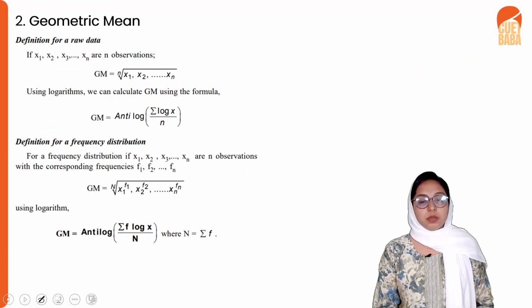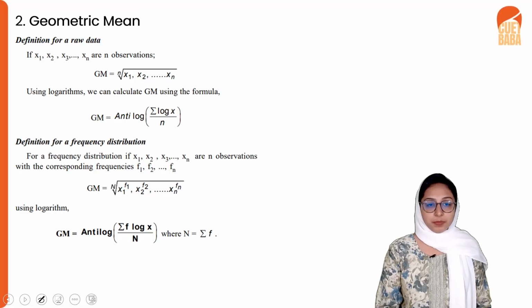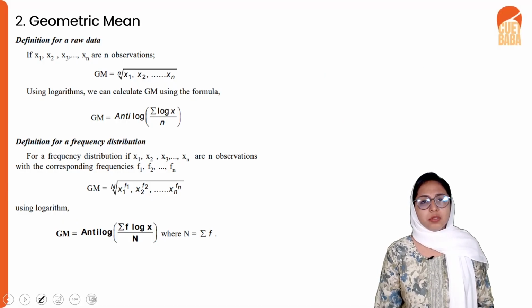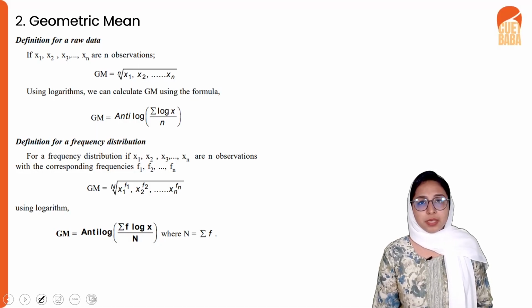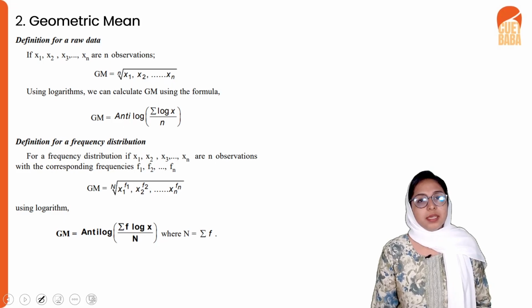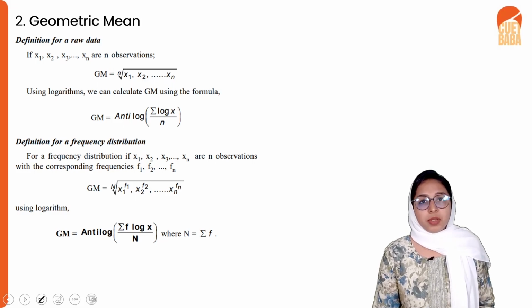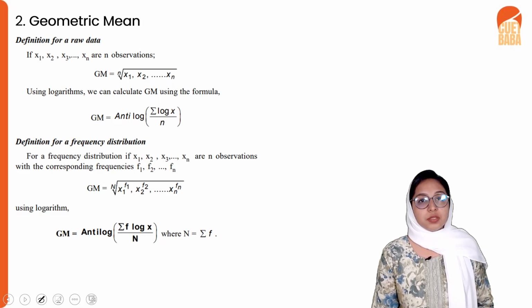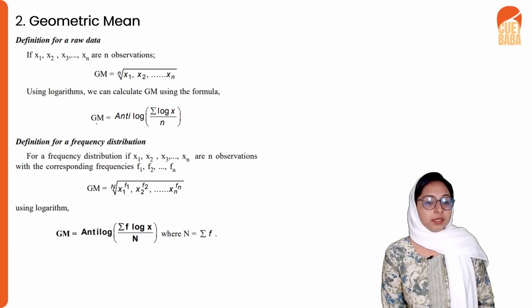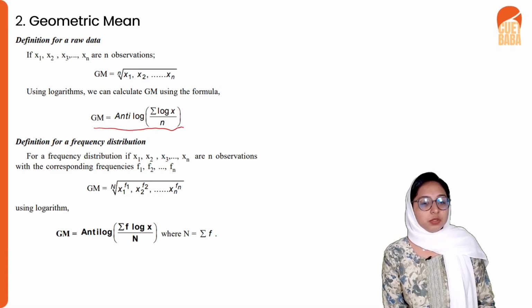Now the next topic is geometric mean. Geometric mean is nothing but finding the appropriate root, or the nth root, of variables. If there are x1, x2, etc., xn, n variables, then its geometric mean will be nothing but the nth root of x1 into x2 into etc. into xn. And using the logarithmic formula, we can change it into this format, which is antilog of summation log x divided by n.